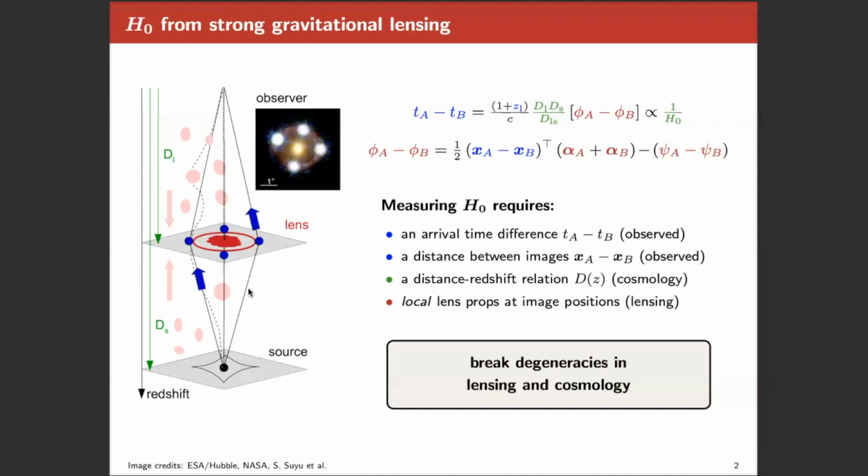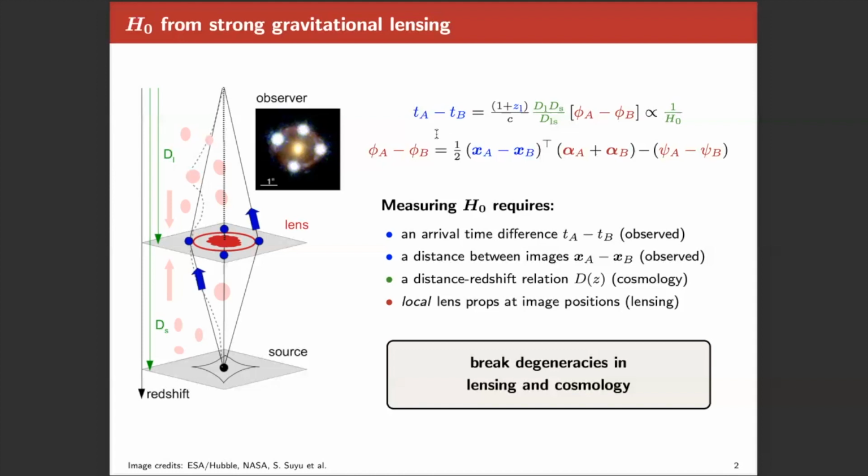In addition, because these light bundles travel along different pathways, they arrive at different times at our position. So we have as measurements arrival time differences between the different multiple images. Of course, we know the redshifts of the lens and the source, and we can also measure the distances between these images on the sky. And now we can combine all these observables into the strong gravitational lensing formalism, which gives us a formula to connect these observables and to give us an equation that contains the Hubble constant.